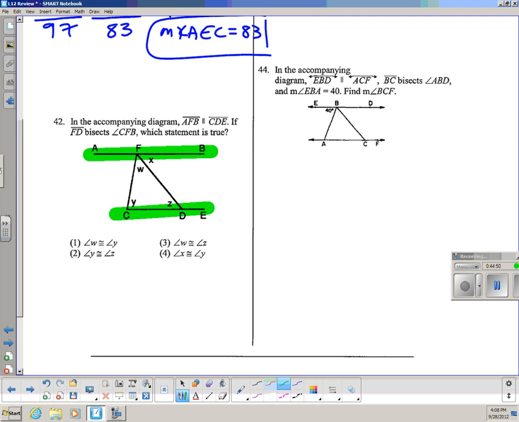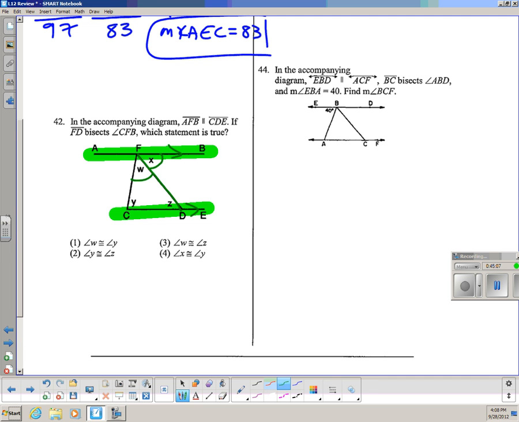So those lines are parallel. And FD is bisecting angle CFB. So if FD is bisecting angle CFB, X and W are congruent. That's what it means to bisect an angle.